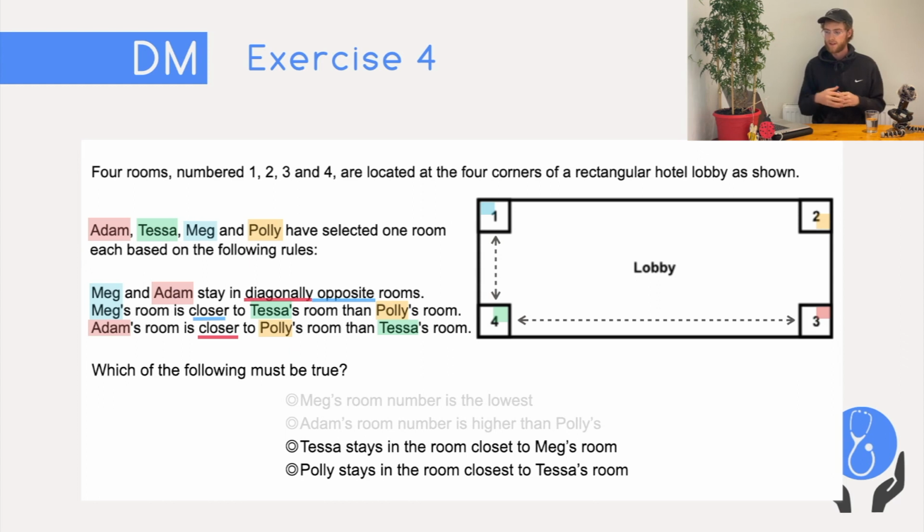If we look at the third and fourth answer, the third one is just essentially restating statement 2 in saying that Tessa is closest to Megs, so that's a strong contender for the right answer. You could just mark that and move on.